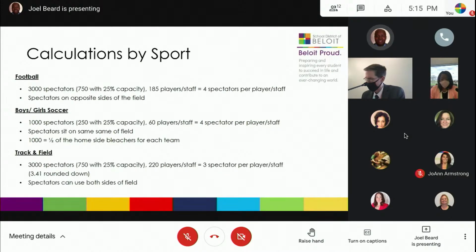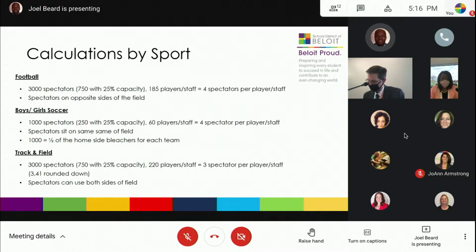So if we look at it by sport, we're using Jacobson Field here. For football, if we had 3,000 spectators, which is the capacity of Jacobson Field, 25% of that is 750. Between the 2 participating schools, players and staff, estimated number of about 185, which would equal 4 spectators per player and staff. The spectators in football sit on opposite sides. So in our stadium, the side with the press box has the most seats. The side closest to the river would be the visiting side. But with this number, we'd still be able to socially distance at 6 feet apart.